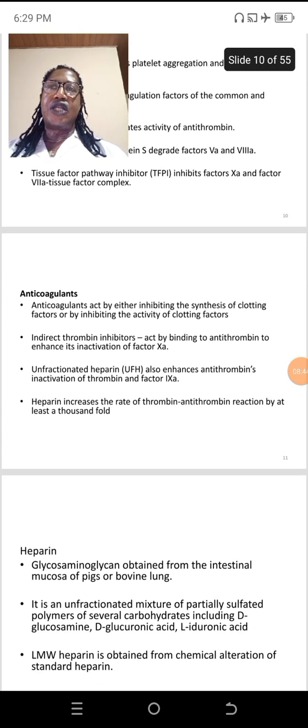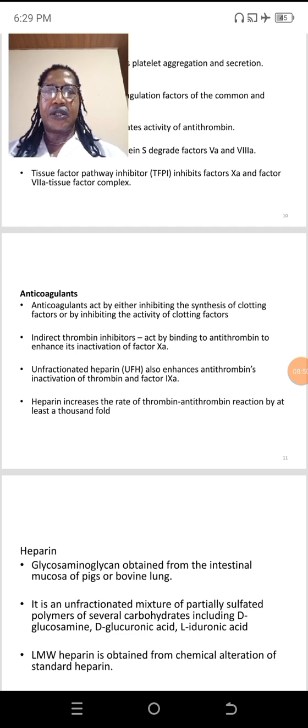So let's look at the anticoagulants. And under the anticoagulants, we have the direct and indirect thrombin inhibitors. The indirect thrombin inhibitors are heparin, unfractionated heparin, and also low molecular weight heparin.